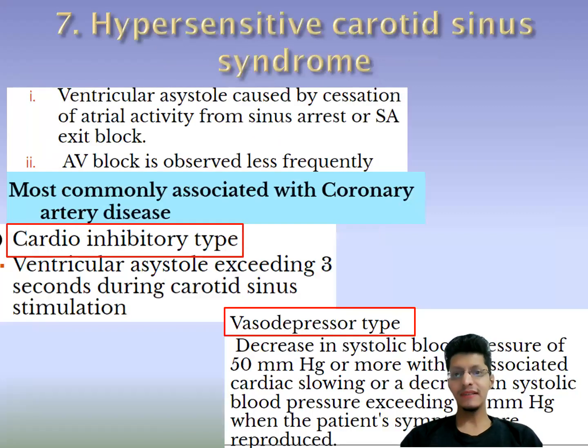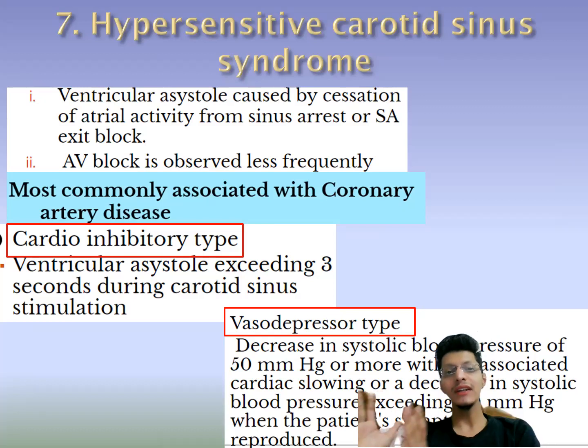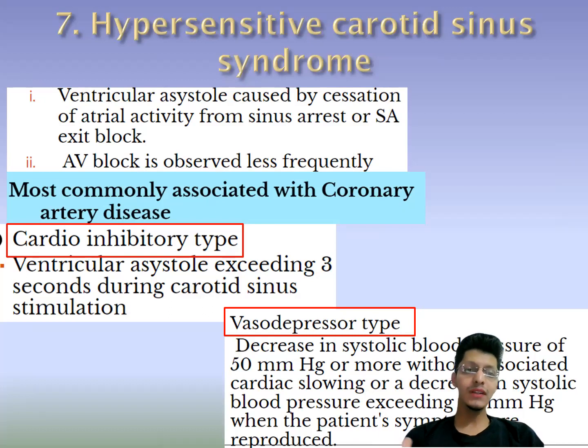Then we have hypersensitive carotid sinus syndrome. What happens in hypersensitive carotid sinus syndrome? There's a phase of ventricular asystole caused by cessation of atrial activity from a sinus arrest or SA exit block. It is most commonly seen with coronary artery disease.